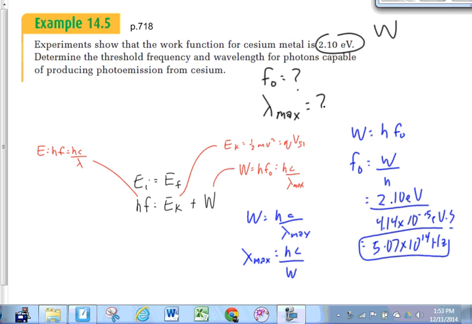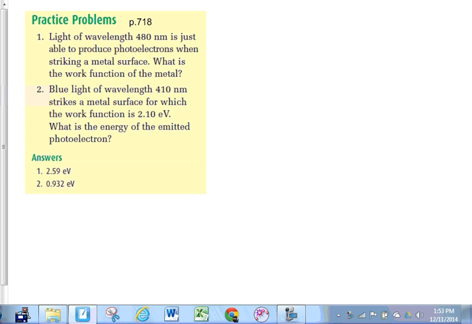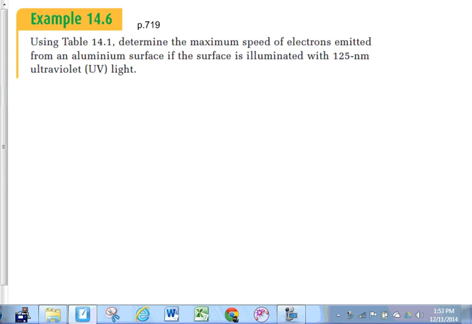Okay, we're going to do one more, and then we'll give you a chance to work on those 3 sets of homework that you have for tonight. This one says using table 14.1, which actually gives us work functions. We'll have to look that up. We want to determine the maximum speed of electrons emitted from aluminum if the surface is illuminated with this light.